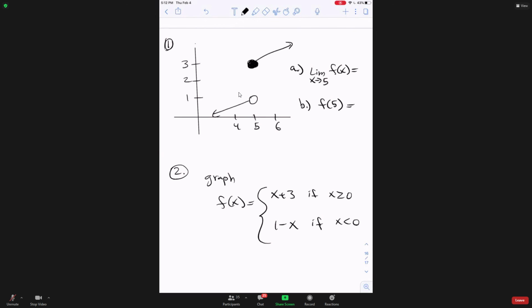So each question is worth 2 points for a total of 4, and then 1 point for just submitting the quiz. So in the future, even if you think you missed both questions, still submit the paper, you'll get 1 point. And yeah, that's it.